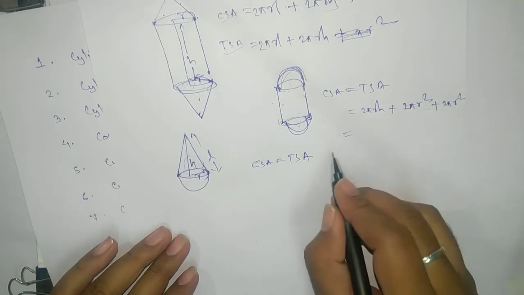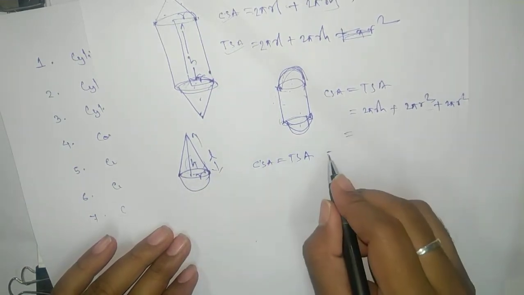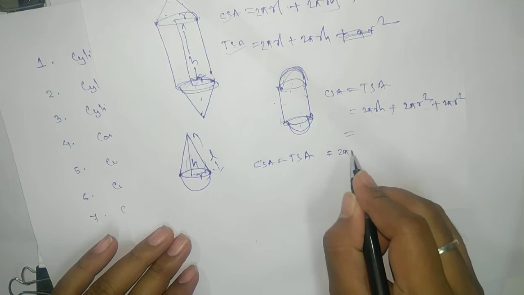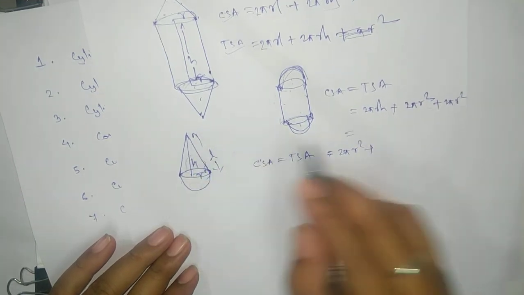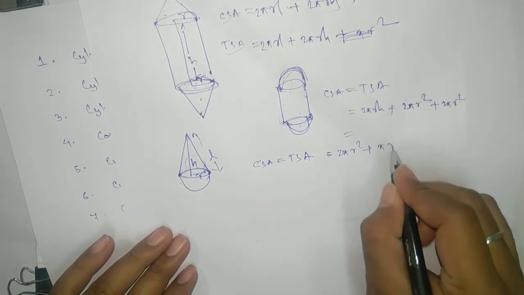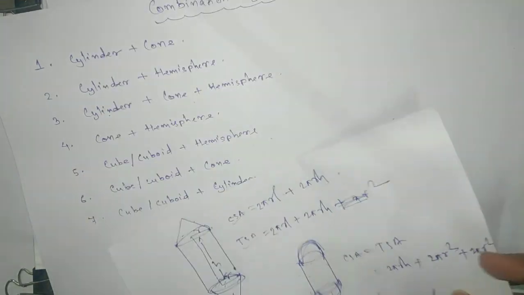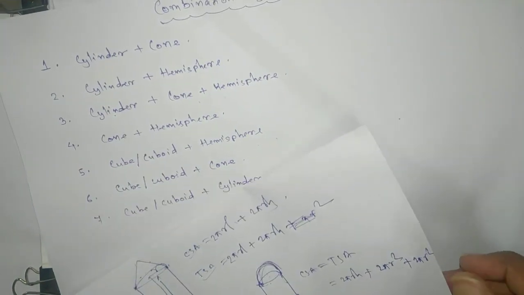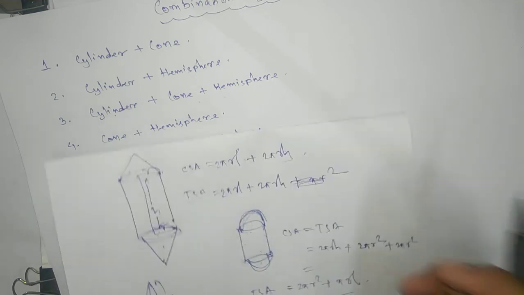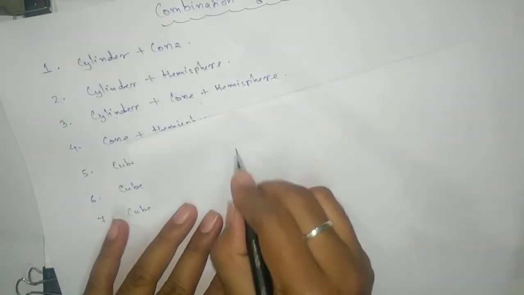So your answer would be what? This is the curved surface area of the hemisphere, that is 2 pi r square, plus the curved surface area of the cone, that is pi rl. If we take common, you will get the separate formula. Now we're going to see, already we have seen, I think, cone, hemisphere, cuboid. Okay, yes, one more is there.